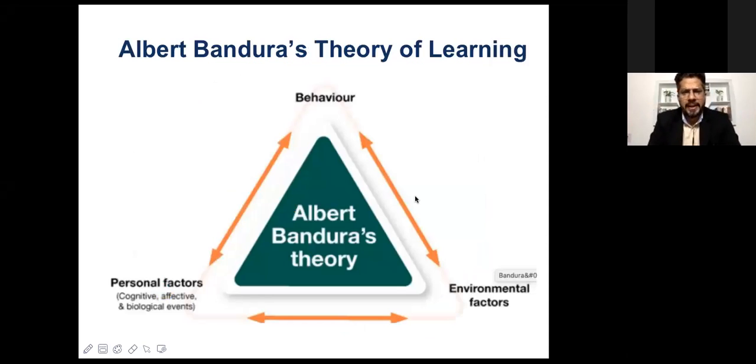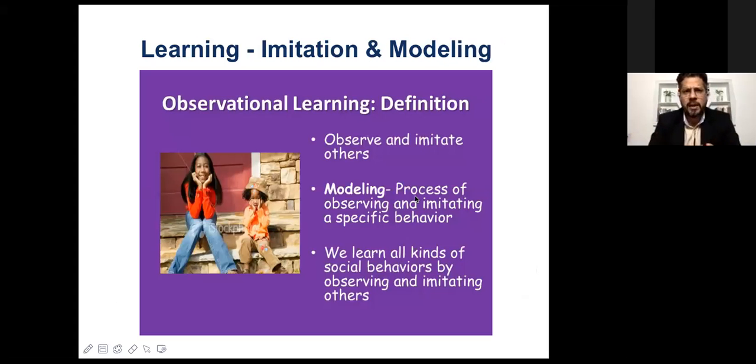Okay. So the next theory is given by Albert Bandura, Albert Bandura's theory of learning. He came up with two components which are responsible for any learning to take place: personal factors, like cognitive, to do with your thinking, logical problem solving, affective, your feelings, and biological events. And the second one is environmental factors. His entire theory is based on these two components, which are based on observational learning, which is imitation and learning.